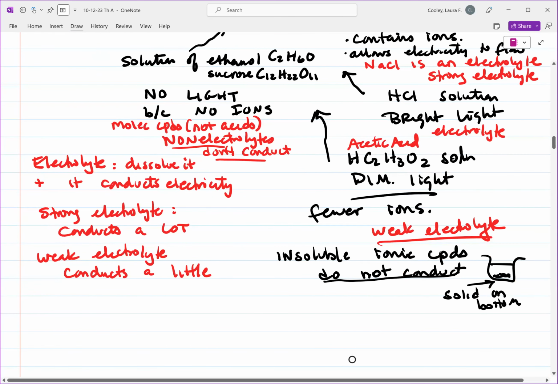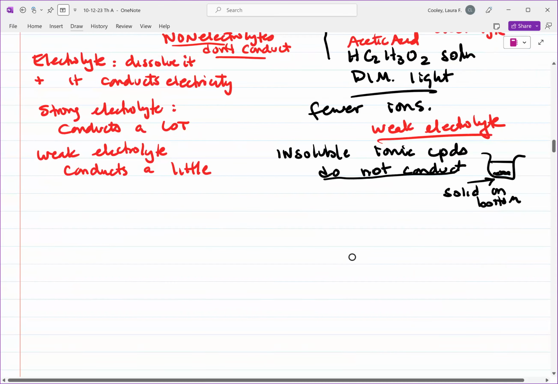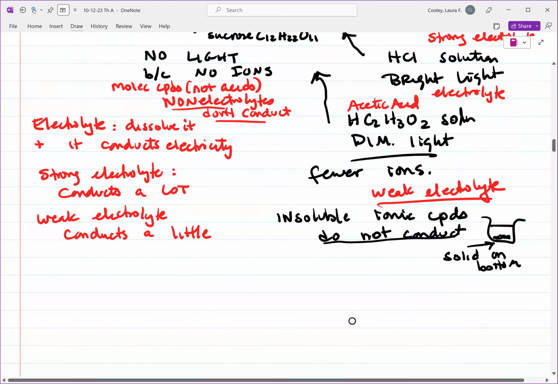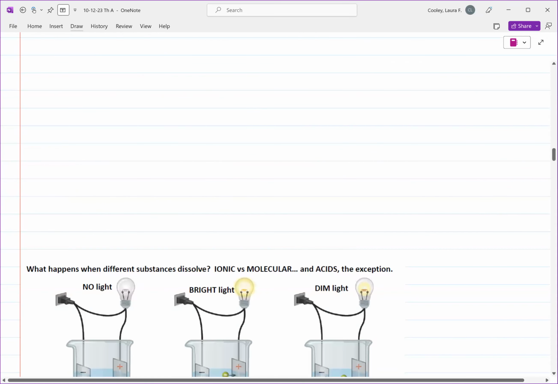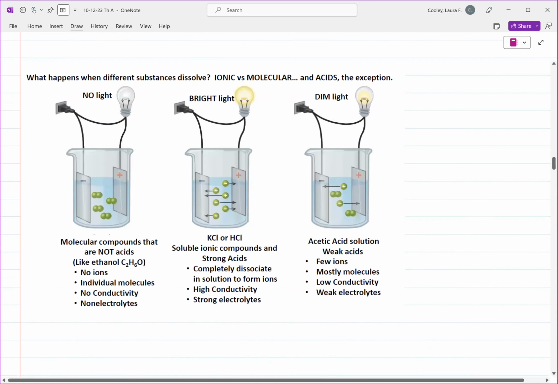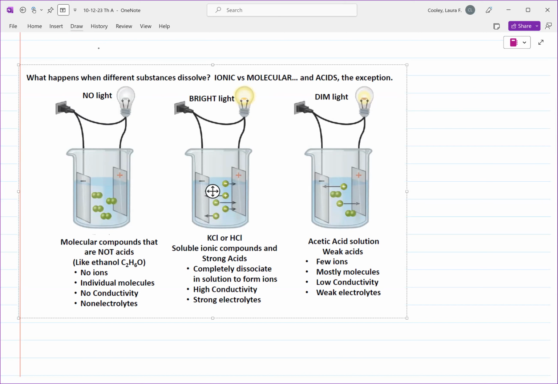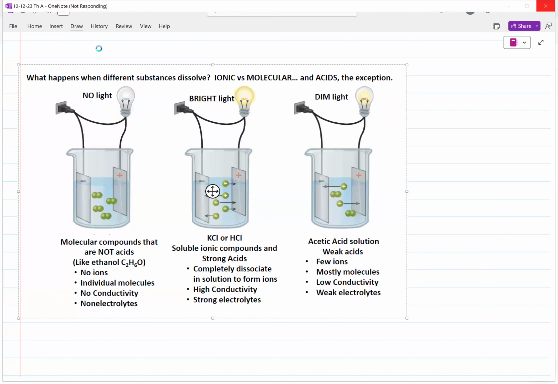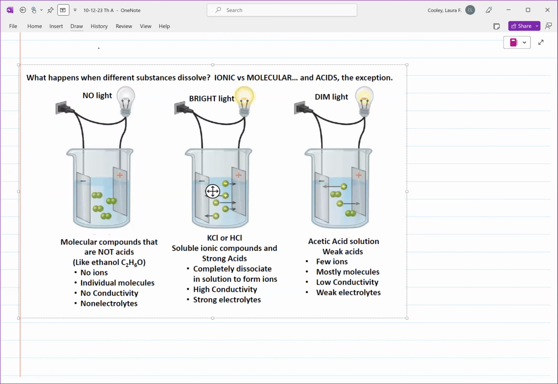All right, so that's something to know about ionic compounds and molecular compounds. And I have another picture to show you. Where is it? It should be here. Here it is. So this is just another summary, and this I believe you have in your packet. Molecular compounds that are not acids, like ethanol. They have no ions, they have individual molecules, they do not conduct, they are non-electrolytes. So this is just a summary of what I really just said. Soluble ionic compounds and strong acids conduct, they're strong electrolytes. Weak acids are weak electrolytes.